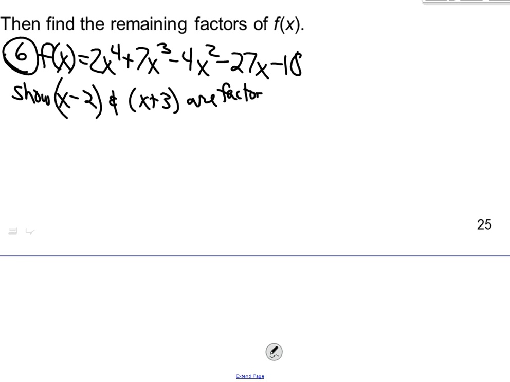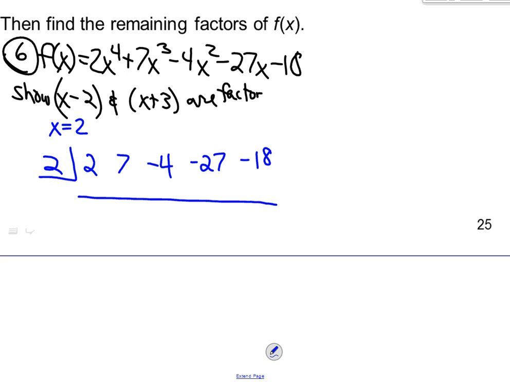There's another dynamic here that we're going to use in this one, and that is if something is a factor, we can use that quotient as our new synthetic division kind of thing that we're going to do. So I'll color code this a little bit. If the factor is x minus 2, then x equals 2 is the 0 or the root or what I will do my synthetic division by. And then my coefficients here are 2, 7, -4, -27, and -18. I didn't write my -18 very well. And I'm still doing this full out and using 3 lines.